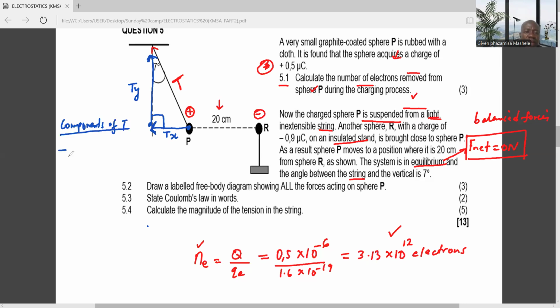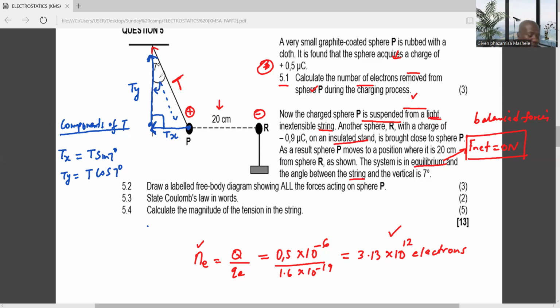And how do we write components of tension? We have Tx and we have Ty. But since both are components of a tension, the T must be part of the equation. One must use sine and one must use cos. So this one, because it's the opposite, will use T sine 7 degrees, and the other one will be T cos 7 degrees. It will be the cos because this will be the adjacent.